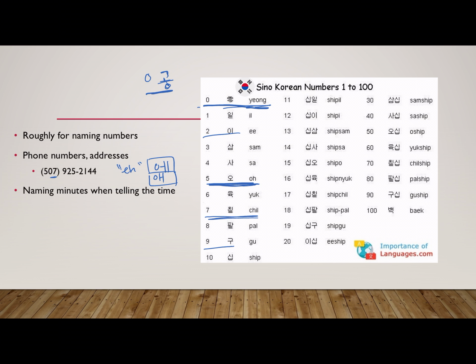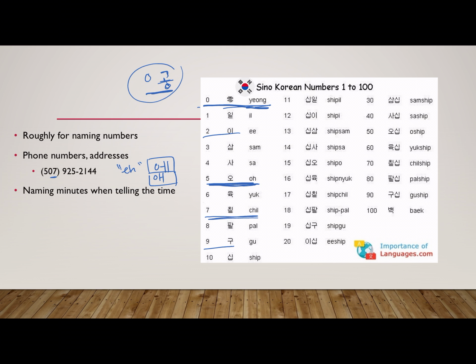I, 2144. So this phone number is 507-925-2144. And I did it again. I called it Kong. I'm sorry. It's one of the two. What's the worst thing that can happen?